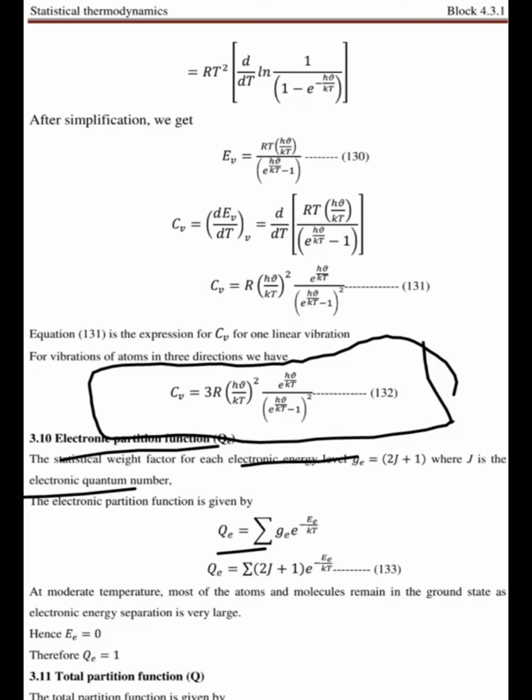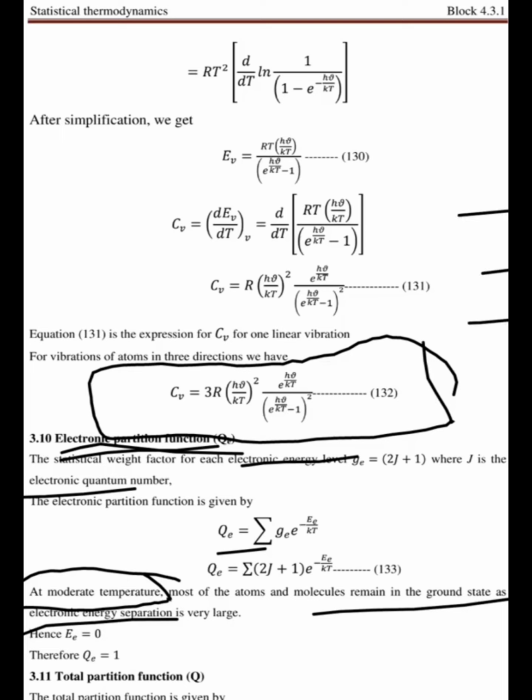This is for moderate temperature. The atoms or molecules remain in the ground state. The electronic energy separation is very large. So electrons or molecules will be in the ground state itself.